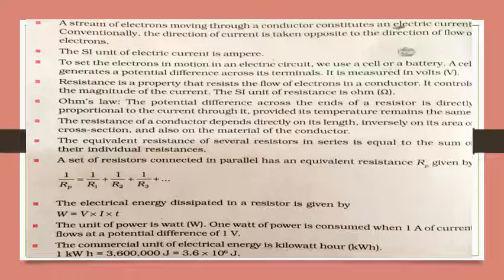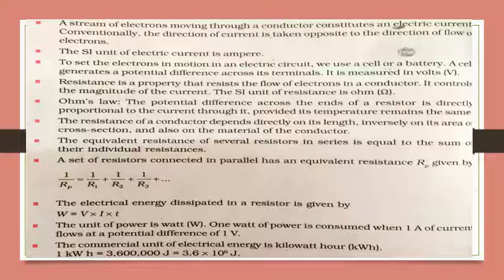Now in this lesson what we have learnt is summarized here in these slides. A stream of electrons moving through a conductor constitutes an electric current. Conventionally, the direction of current is opposite to the direction of flow of electrons. The SI unit of electric current is ampere. To set the electrons in motion in an electric circuit, we use a cell or a battery. A cell generates a potential difference across its terminals and it is measured in volt. Resistance is the property that resists the flow of electrons in a conductor. It controls the magnitude of the current. The SI unit of resistance is ohm.